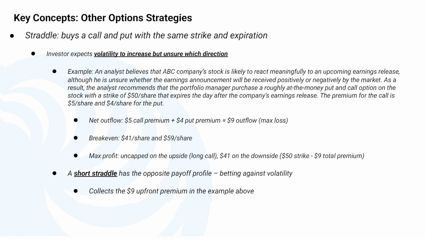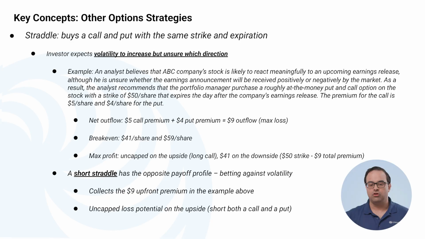Their payoff potential is the opposite. They have an uncapped loss because they're short a call and short a put. So they have theoretically an uncapped loss if the stock were to appreciate to the upside. Their gain is capped at $41 a share on the downside. It's simply the reverse of the profit payoff we saw for the long straddle.